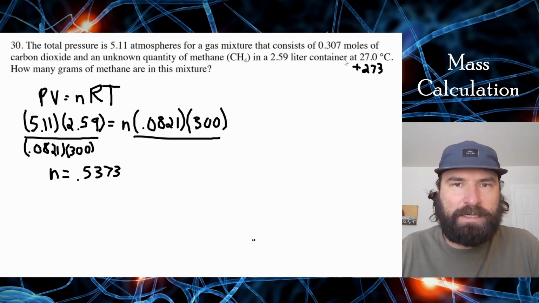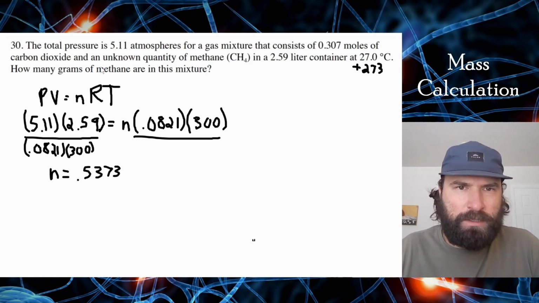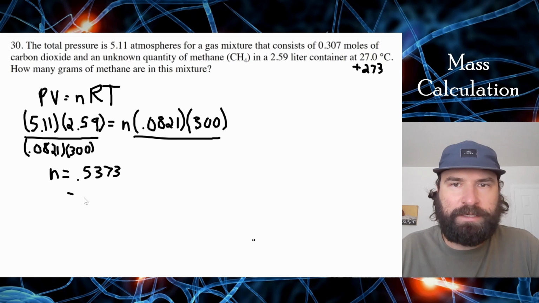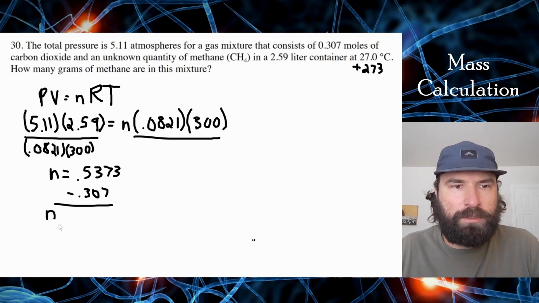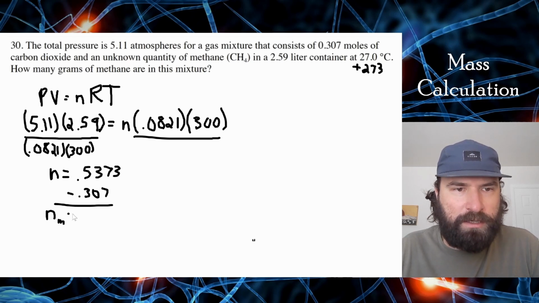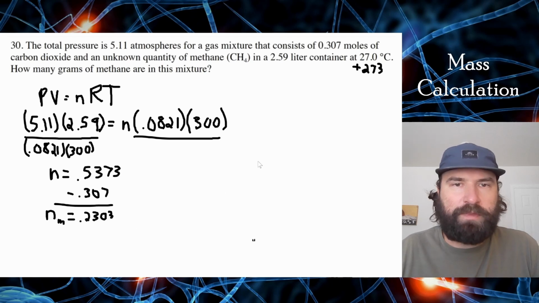And now if we subtract the moles of carbon dioxide, we'll get the methane moles, because it sounds like the gas mixture is just a mixture of carbon dioxide and methane. So when we subtract 0.307 here, it's going to give us our moles of methane. I'll denote that as n sub M. So we get 0.2303 for that.